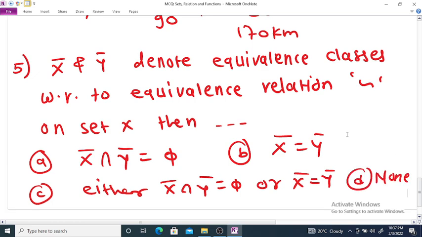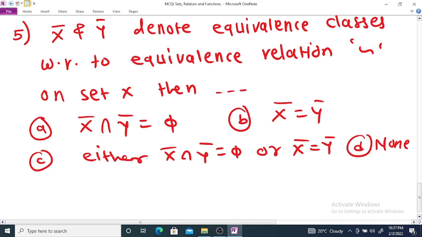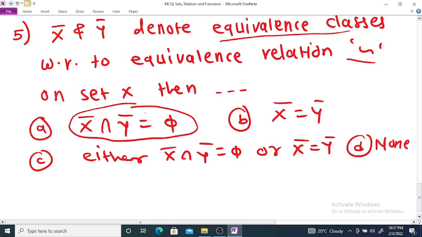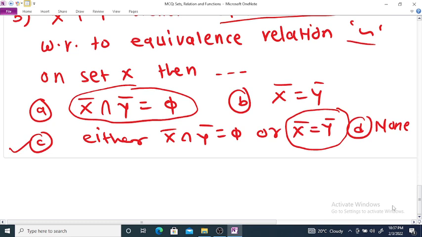So now, if x bar and y bar denote any equivalence classes with respect to the equivalence relation tilde, then it is true that x bar and y bar may be disjoint sets, or maybe x bar is equal to y bar. So the correct option is what? Either x bar intersection y bar is equal to empty set, or x bar is equal to y bar.